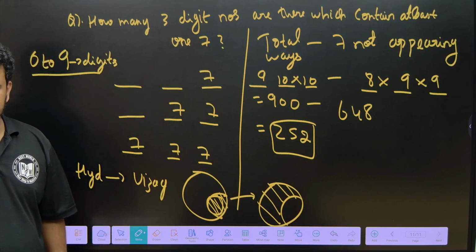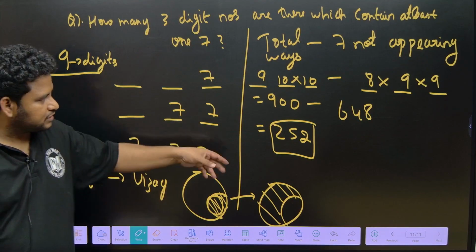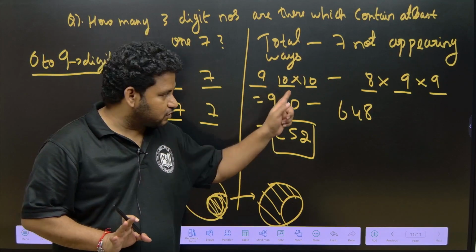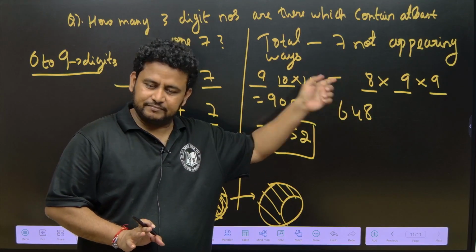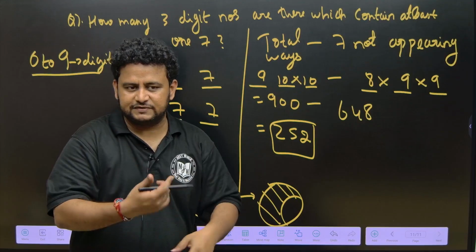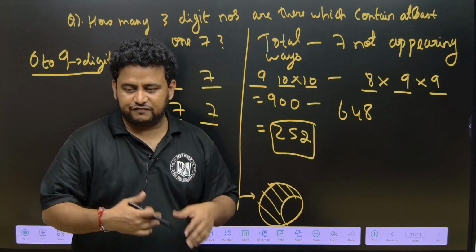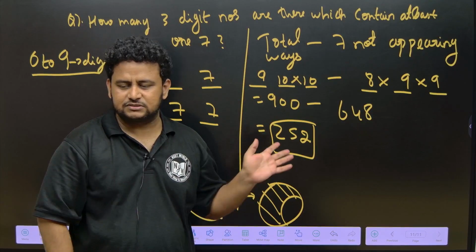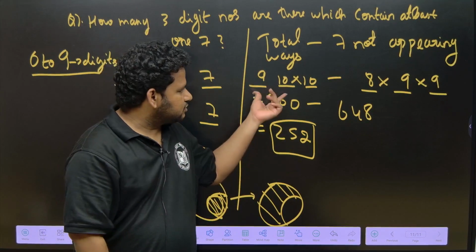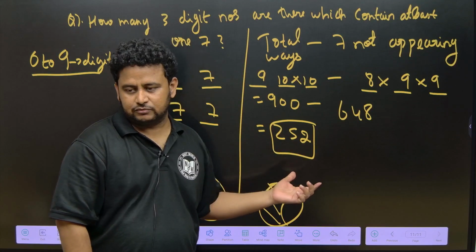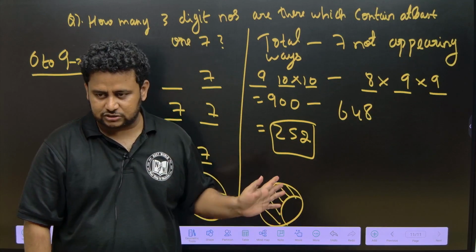So this is the way to find out. At least one means total minus not appearing. Clear? I explained this way because you will understand it while we are doing Mains and IIT JAM questions, where we will find the answer ulta, that is the reverse way. Instead of going the conventional way, we will find the other way so that it becomes easy for us. So 900 minus 648 is 252. Clear? Understood how to solve this question?